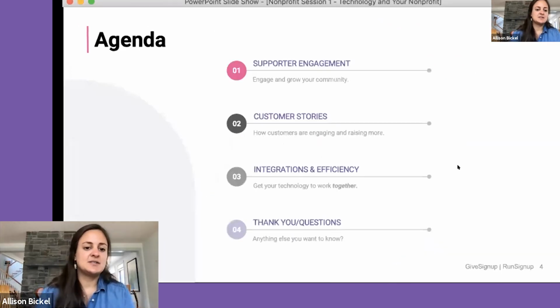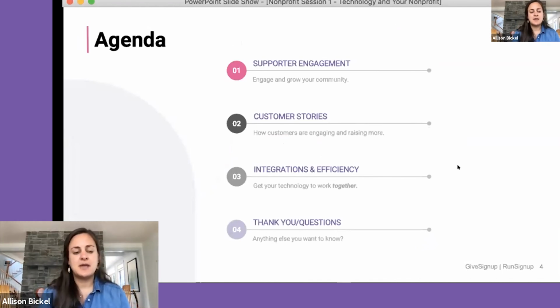And this presentation is really going to talk about this whole concept that we have of supporter engagement and how our different types of event and fundraising technology can really help you engage and grow your community. I'm going to walk through about a half dozen different customer stories to make that technology more tangible with some real examples of how nonprofits are using our tools to create these activation points to get their supporters involved and grow awareness of their nonprofits and missions.